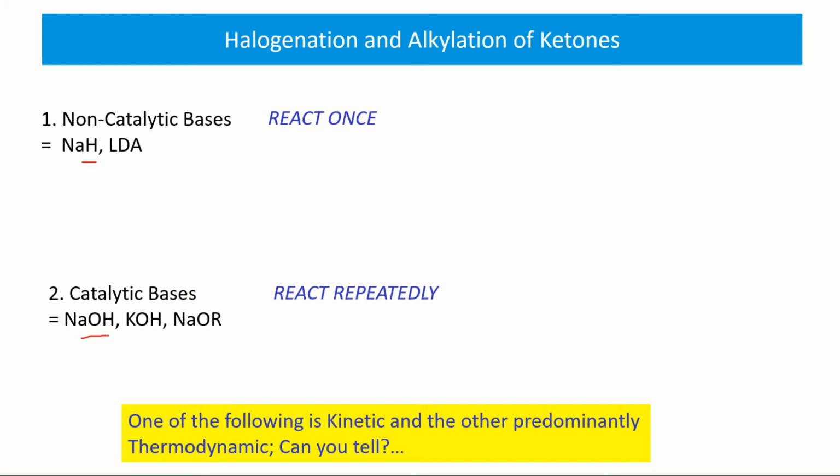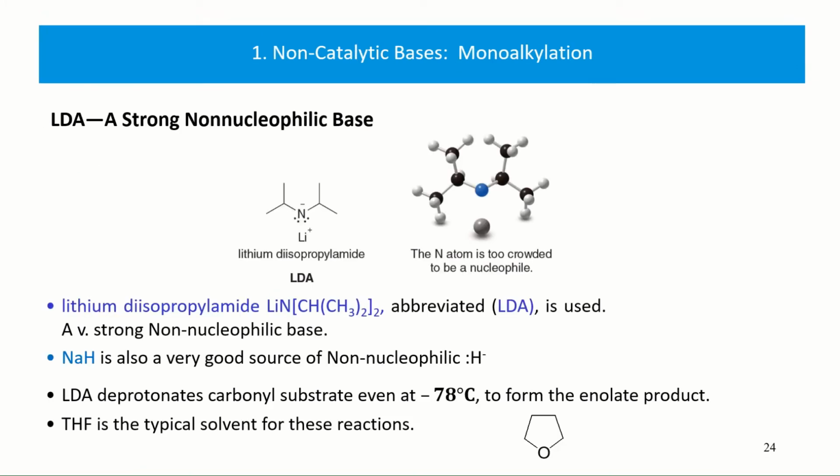One of these is predominantly kinetic and the other one is thermodynamic. Have a think, pause, and see if you can come up with that answer. The non-catalytic base leads to monoalkylation because it's stoichiometric.